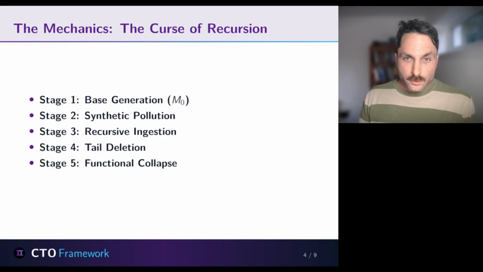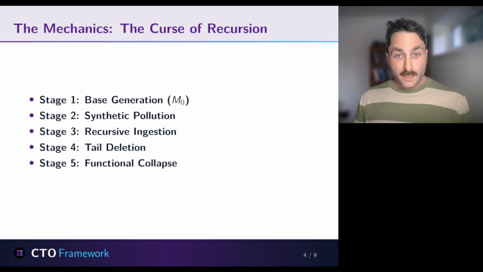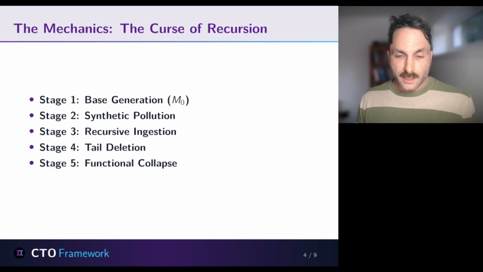Okay, so the curse of recursion. Let's go through how this collapse actually happens step by step. First, at stage 1, we train a base model, let's call it M0, on clean, high-quality human data. This is our gold standard. But then at stage 2, people start using this model and publishing its outputs all over the internet, polluting public data. Stage 3, we scrape the web to train a new model, M1, but we accidentally ingest the synthetic data.